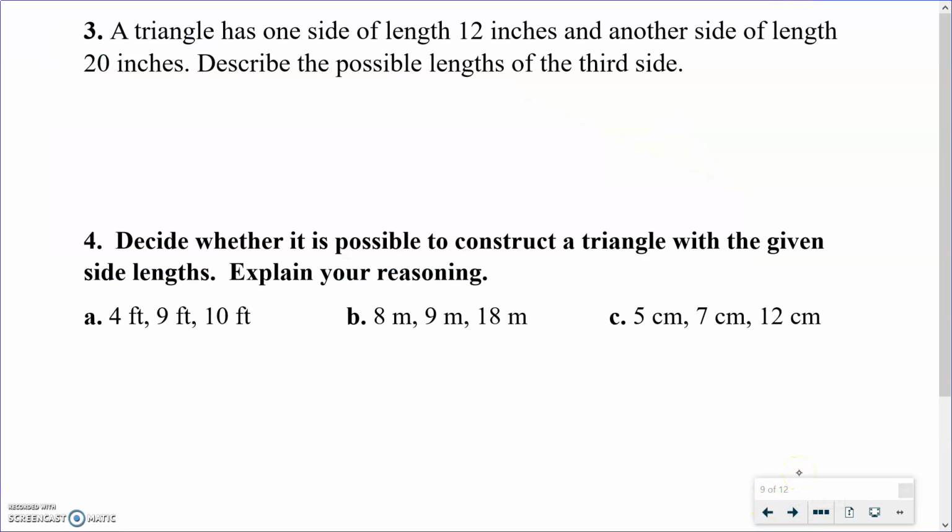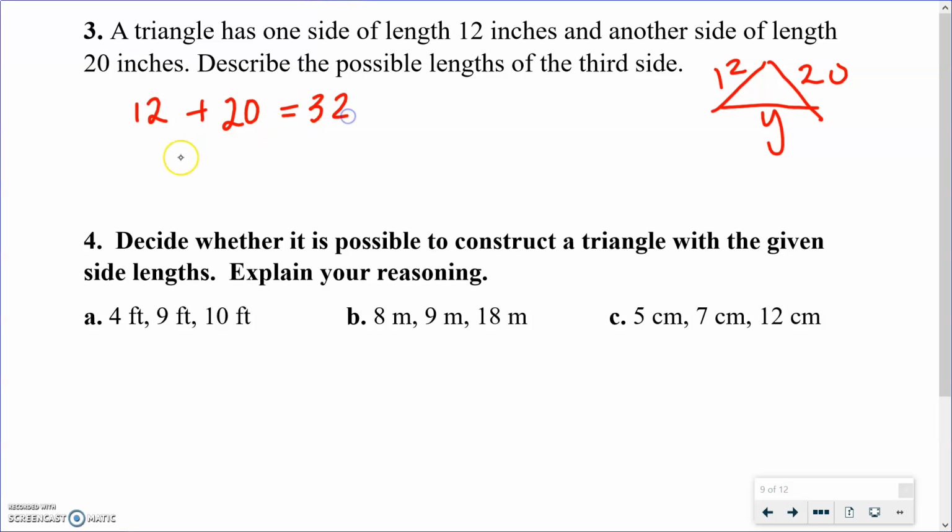So if we have a triangle and one side is 12 inches and one side is 20, the possible lengths of the third side, we'll call this y. So 12 and 20 added together is 32, and 20 minus 12 is 8. So y has to be greater than 8 and less than 32. Otherwise, it is not possible for that to be a triangle.